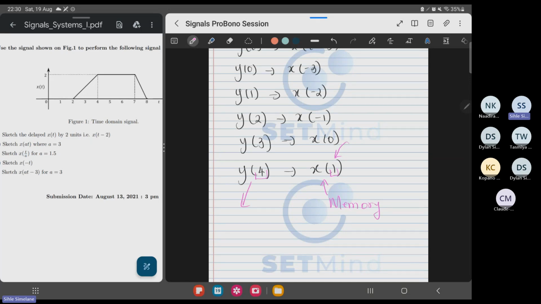Because y is saying I'm sitting at 4, and I'm expecting my input to be sitting at 4, but it is at 1. So which means my system has memory because it's lagging behind. And for that reason, this cannot be instantaneous. Okay, perfect.